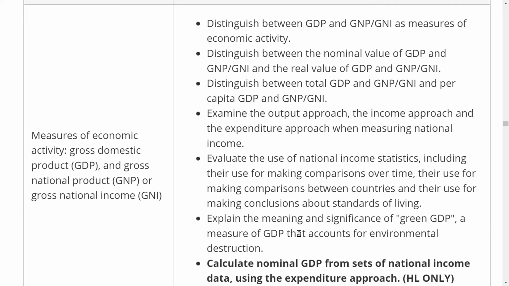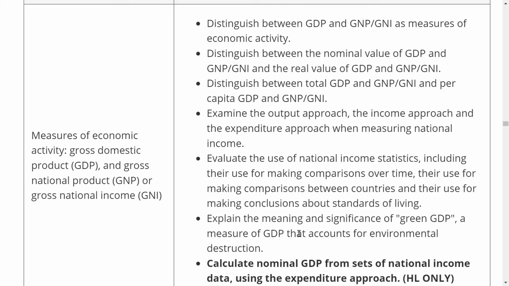How do we actually measure the economy? Whether it is GDP, gross domestic product, GNP, gross national product, or GNI, gross national income, you have to be able to distinguish between the three. GDP actually has two types: nominal GDP and real GDP. The nominal GDP is not adjusted for inflation, okay? However, the real GDP uses the GDP deflator, which you also have to be able to calculate, and gives the real figures, the real gross domestic product instead of nominal GDP, which accounts for inflation.